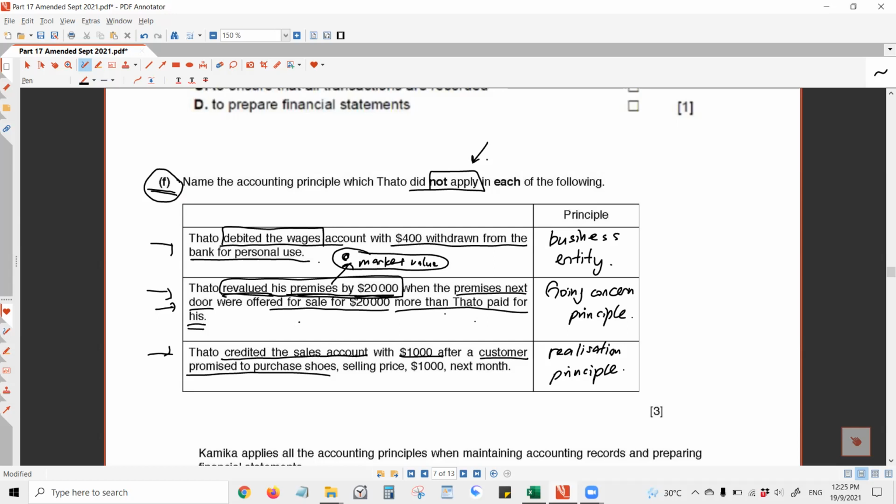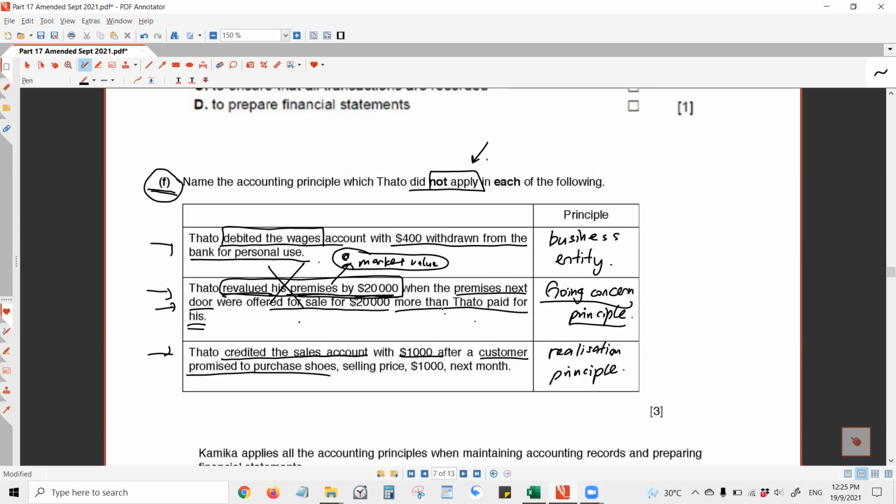But does this sentence tell you Tato wishes to close down the business? No, right? So Tato should still show the value for the premises at the price paid, at the cost. Consequently, we can conclude that Tato has not applied going concern principle.